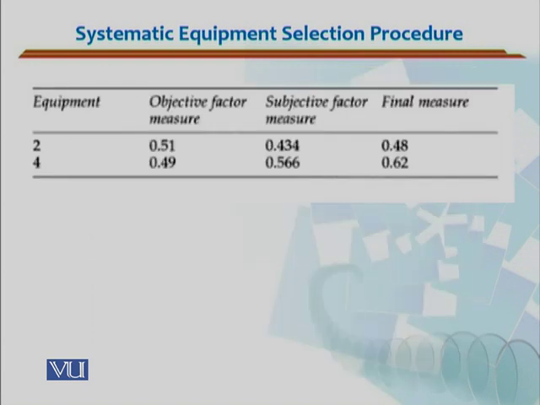And the total subjective measure would come to 0.566. Now the final result would be found by adding the objective factor measure with the subjective factor measure. So equipment 2 would have a total score of 0.48 and equipment 4 would have a final measure of 0.62.